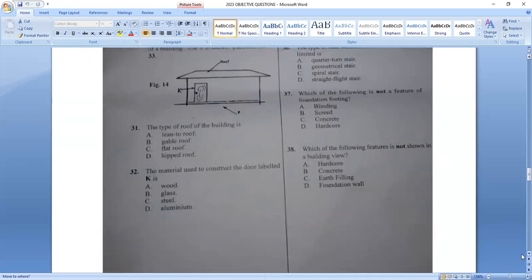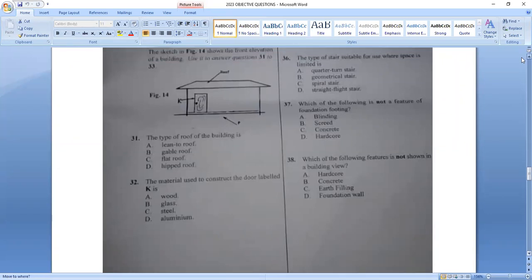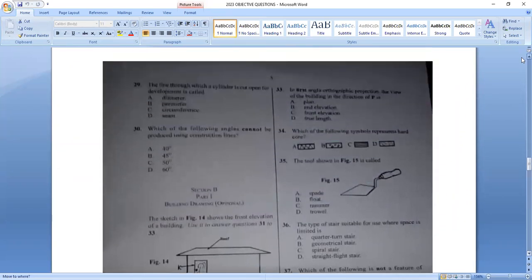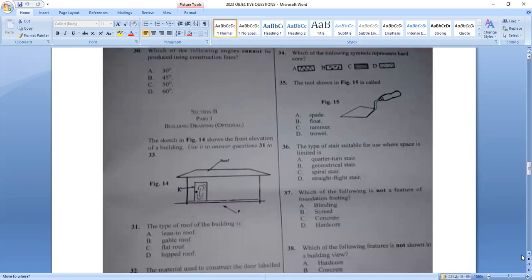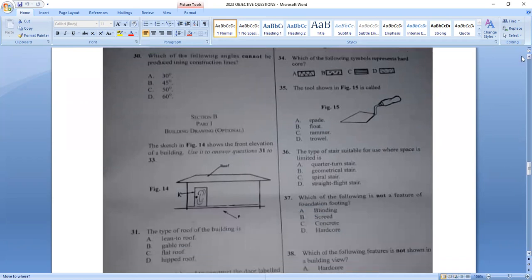Then question 32, the material used to construct the door labeled K is wood. So that is the sign on it. So they use wood to make that window. Then question 33, in first angle orthographic projection, the view of the building in direction of ROP is front elevation. So in direction of ROP, the view will give us the front elevation of the building.